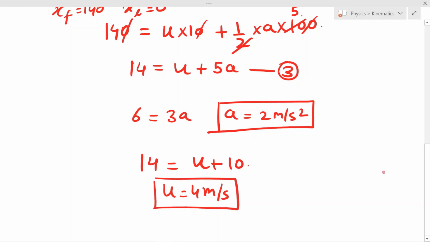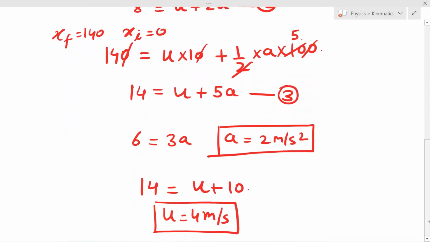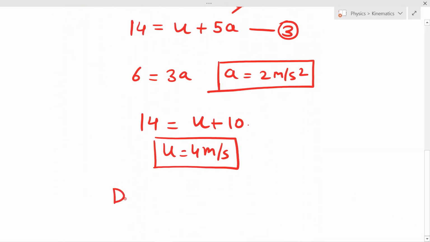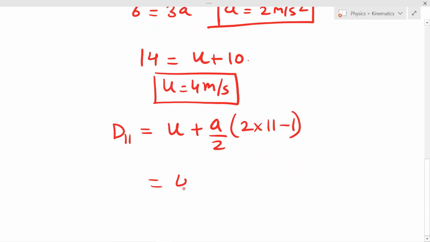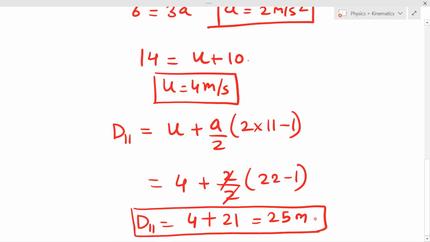So we know u and a, and we can substitute this in this equation to get the distance traveled in the 11th second. Now the distance traveled in 11th second will be u plus a by 2 into 2n minus 1, that is 2 into 11 minus 1. So this becomes 4 plus a is 2, this is 2 by 2 into 22 minus 1. So this becomes 4 plus, this 2 gets cancelled. So this is 21. So this is 25 meter. So the distance traveled in 11th second is 25 meter.